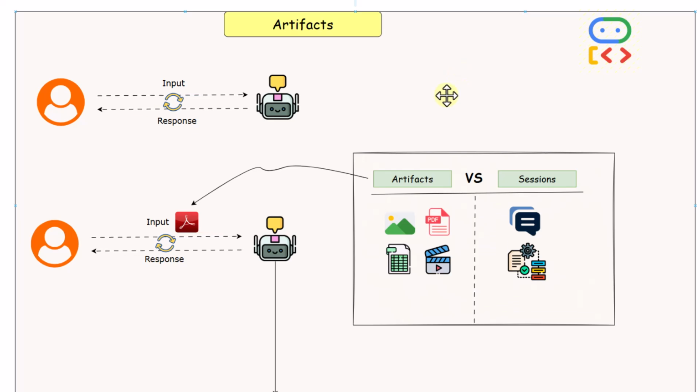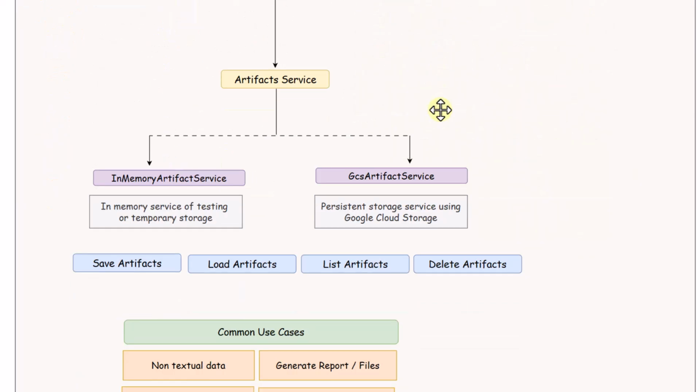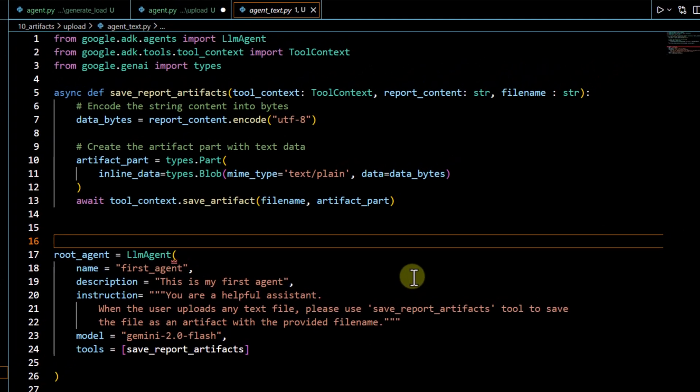Earlier we have covered what exactly artifacts are, where they can be useful, and what the different services are which we can use to generate an artifact. And we have gone over the example of saving a text file as an artifact. In this particular video, we are going to look into how we can process a PDF file as an artifact.